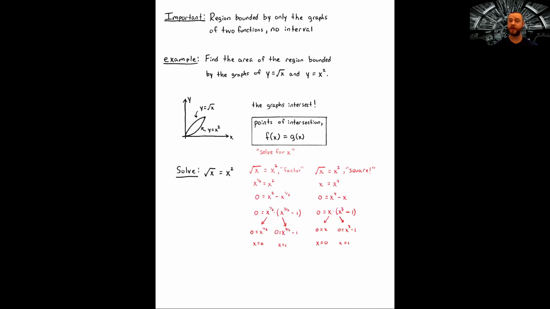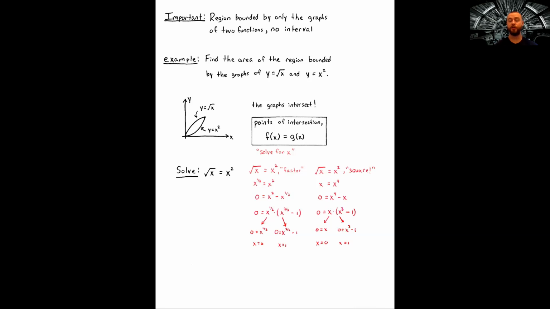Notice in parentheses, you then have the remaining factor. Each power of x is reduced by 1/2. You have x to the 3/2, that's 2 minus 1/2, and then you have just -1. All right, at that point, you can set each factor to 0, and you'll get your 2 solutions, 0 and 1.